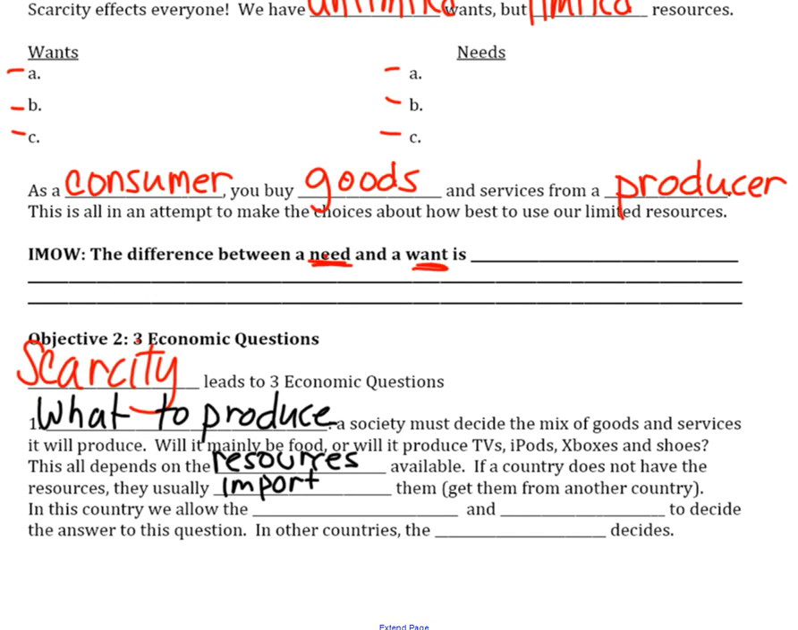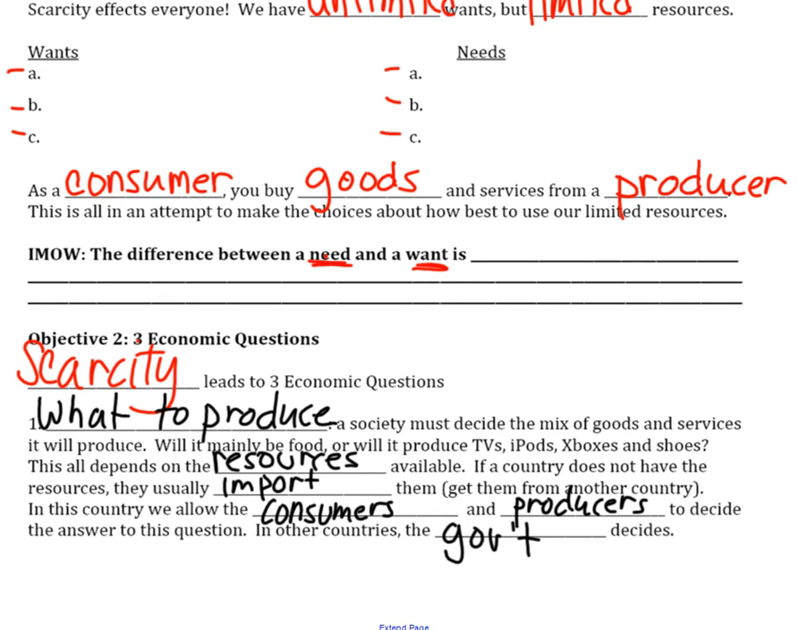In this country, we allow the consumers and producers, or supply and demand, if you want to look at it that way, to decide the answer to this question. So based on our purchases, we're telling the producers what we do want and what we don't want. If there's a shortage of something, we're telling producers, we really, really want that, please produce more. If there is a surplus of them, we're like, maybe we don't want those, and then the producer's going to change. In other countries, the government is going to decide.